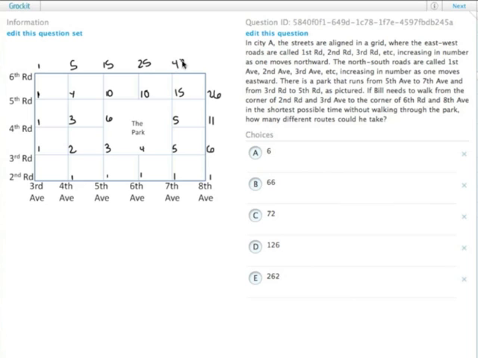15 and 25 is 40. And then finally up in the corner, 40 plus 26 equals 66. The number that you reach up in this corner is the number of possible different routes that could be taken, and that's the answer. Answer choice B.